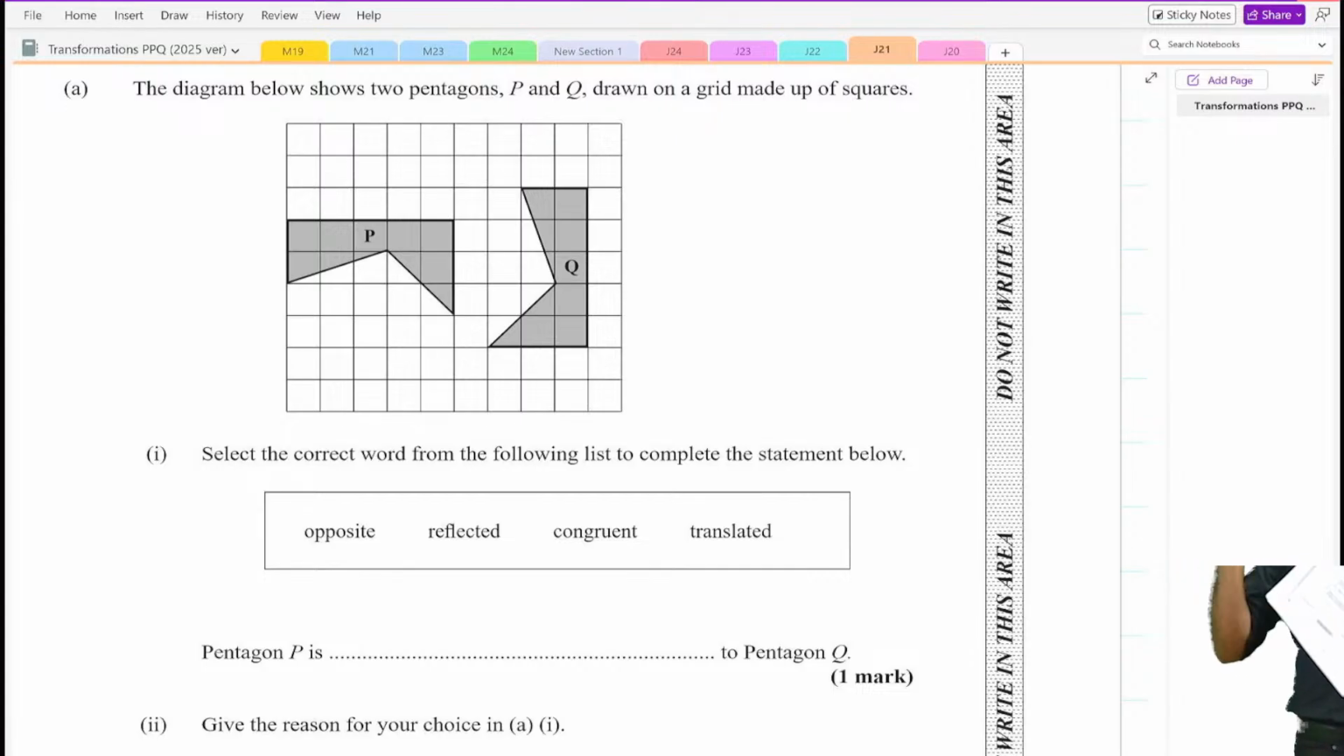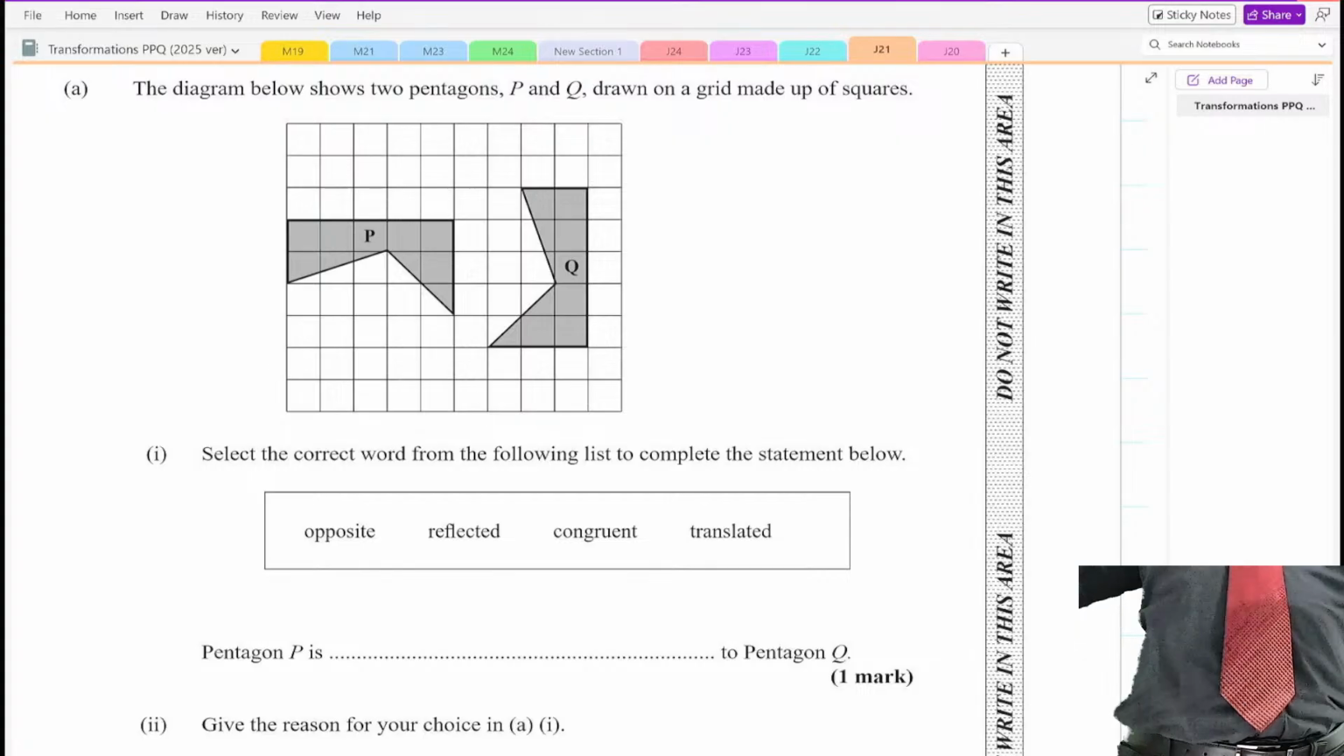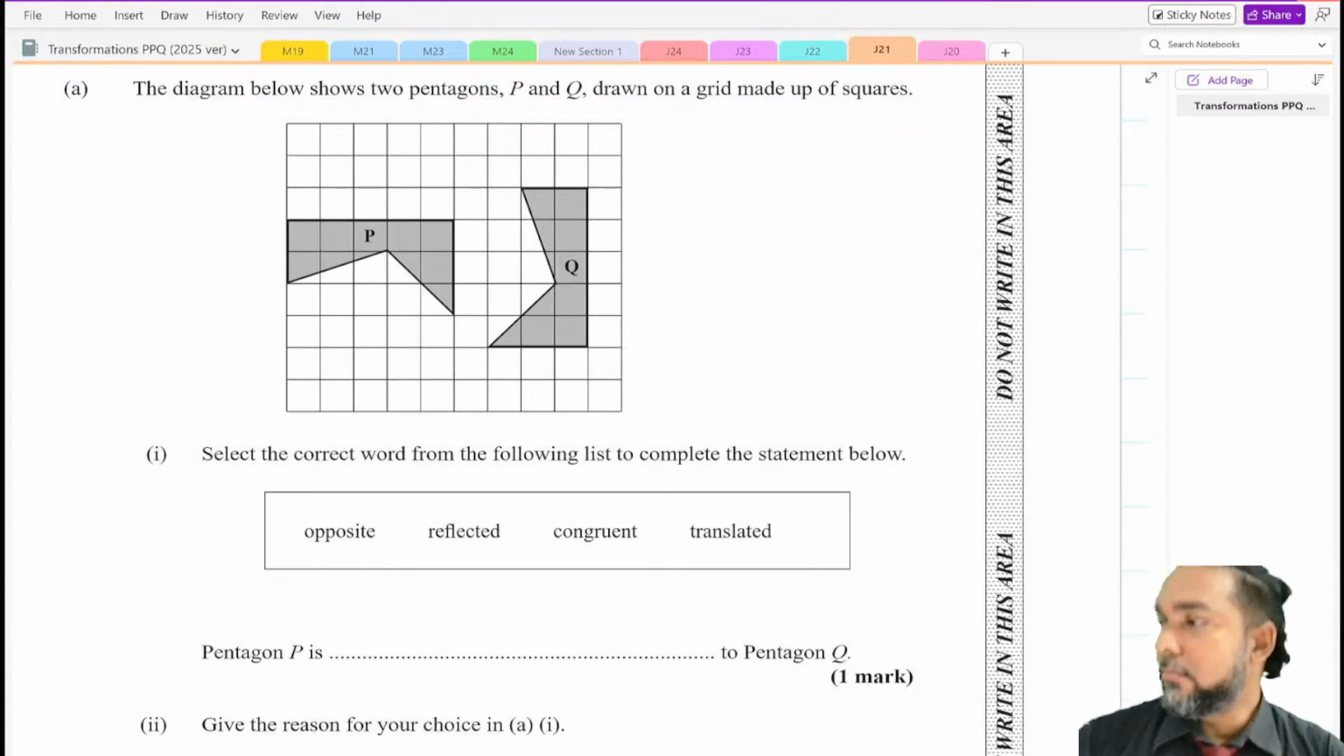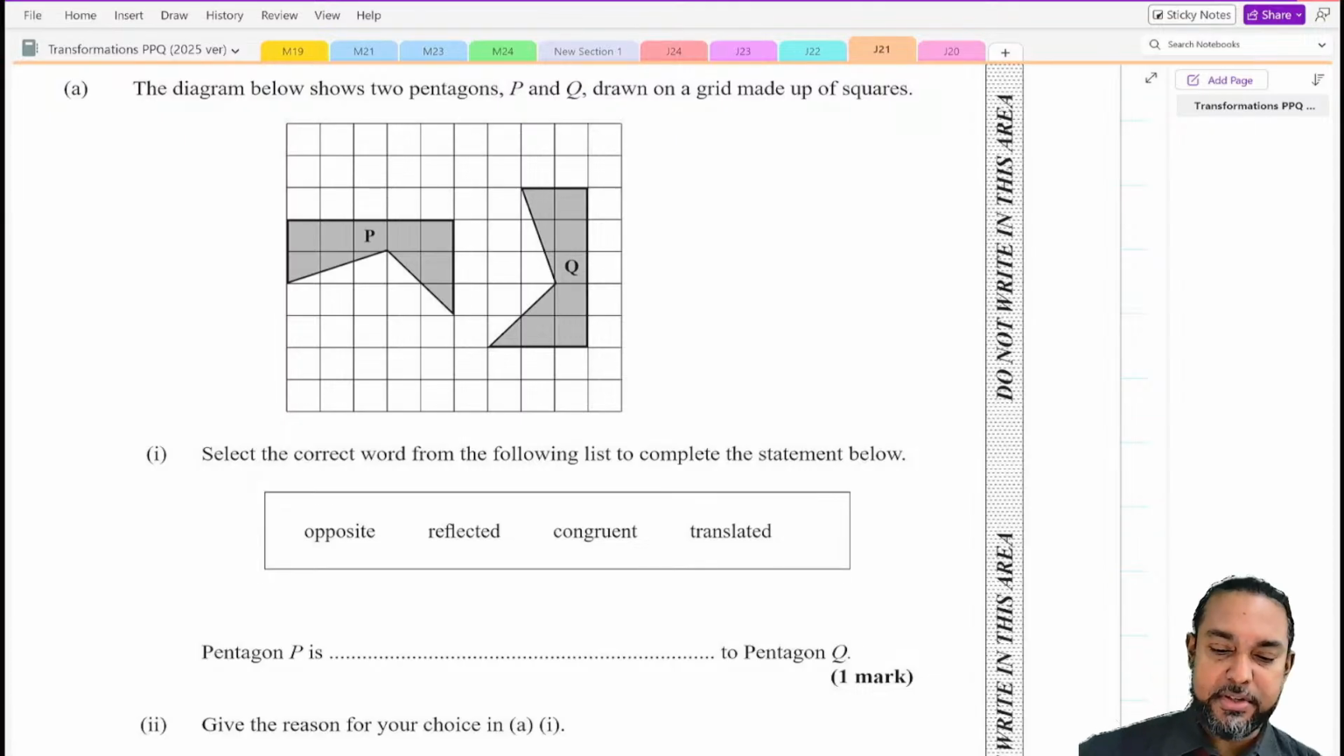It just means that they are exactly alike in terms of the lengths of the edges and hence the area of them. Also, the corresponding angles on the inside will be the same. In that one it was all 90, right? So in this case, I would like to have said that this was rotated. So pentagon P is not reflected, it's not translated, it's congruent.